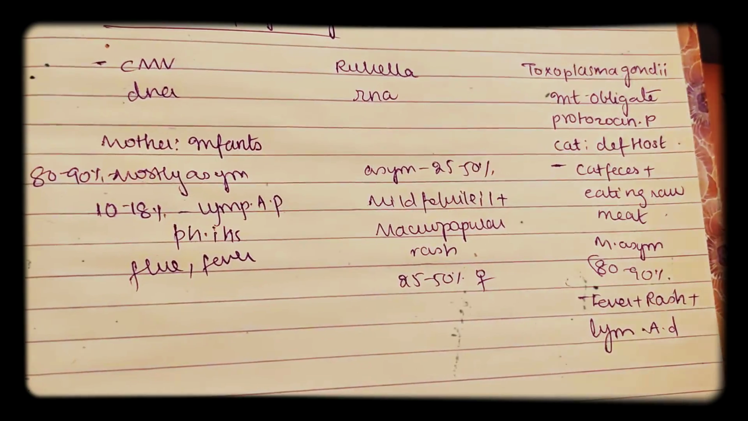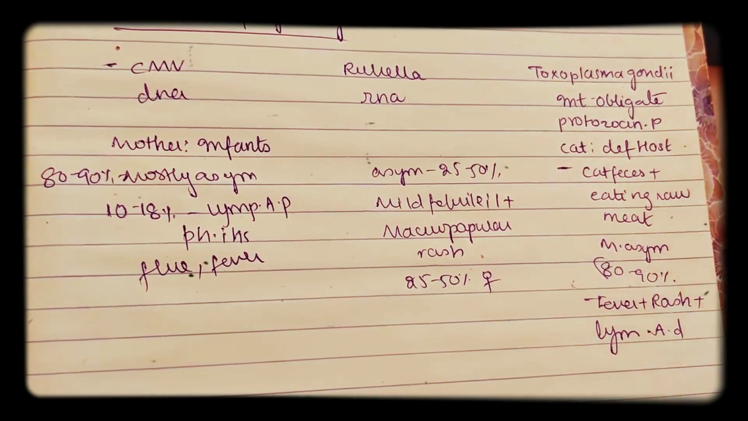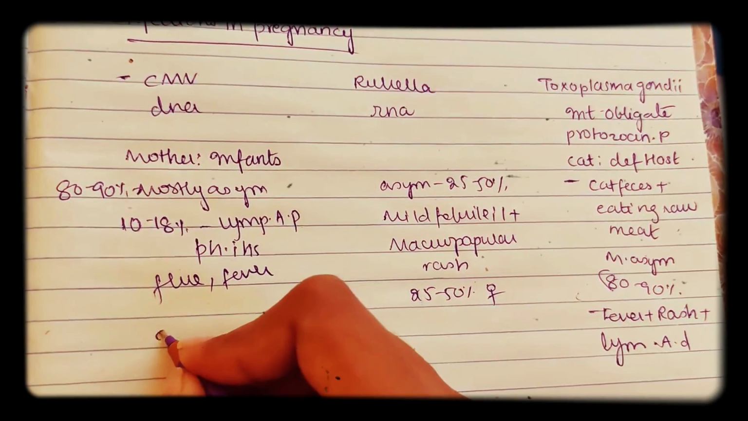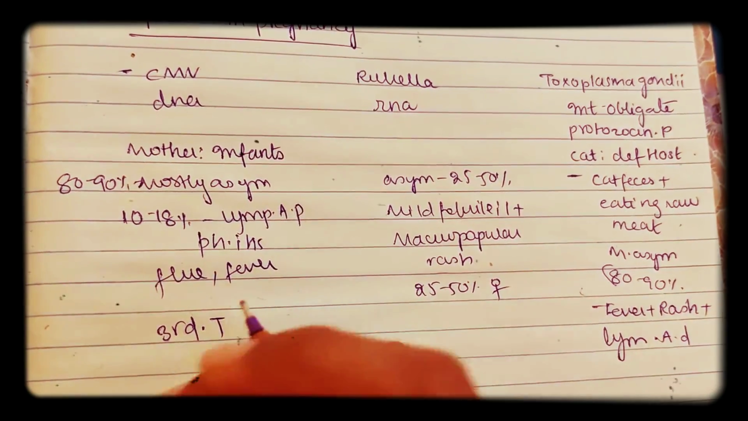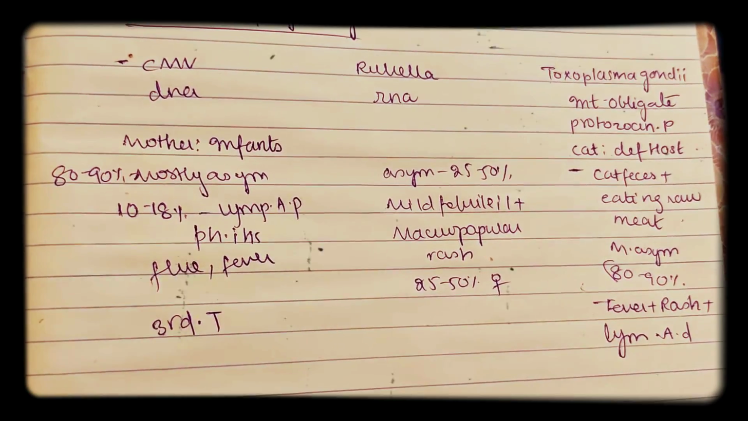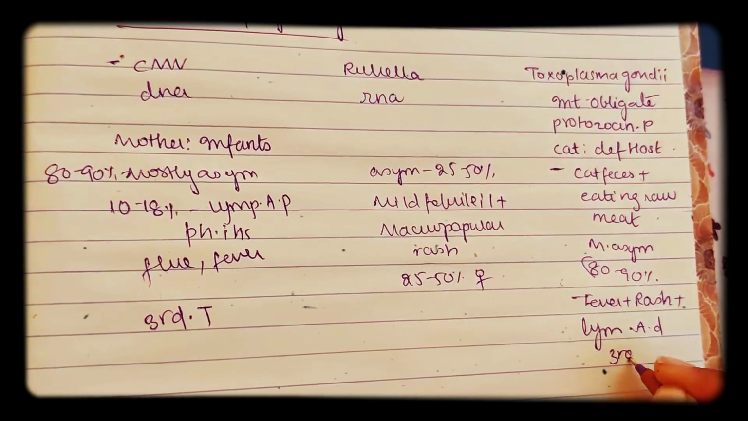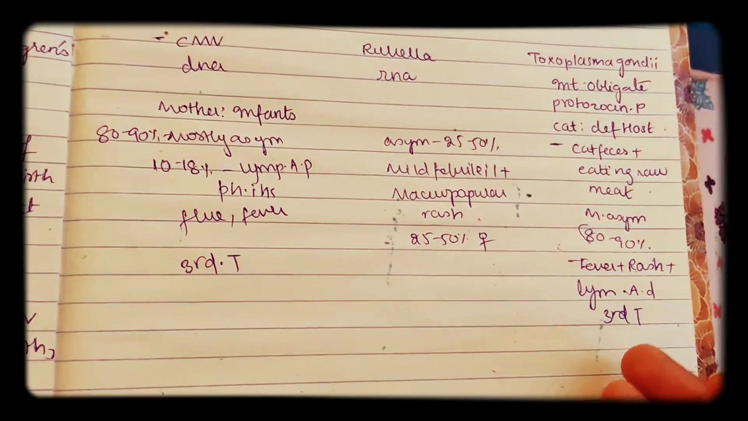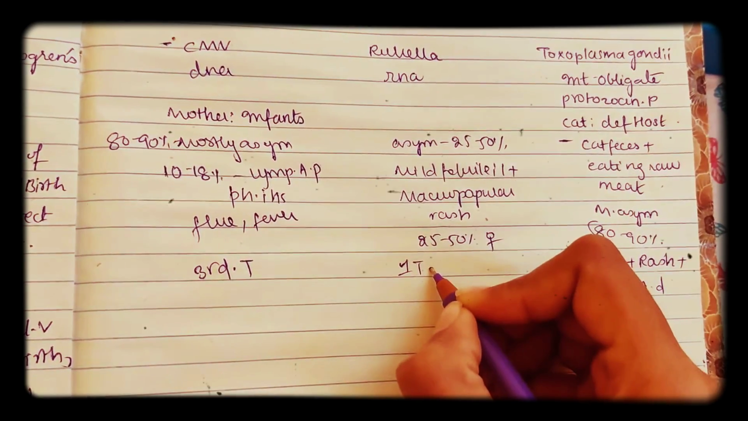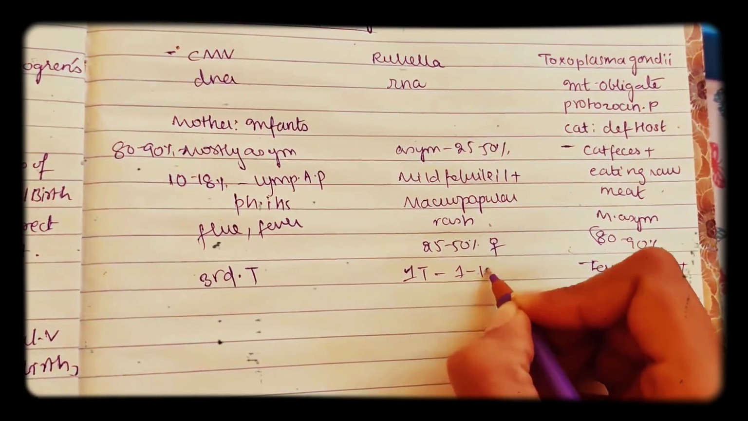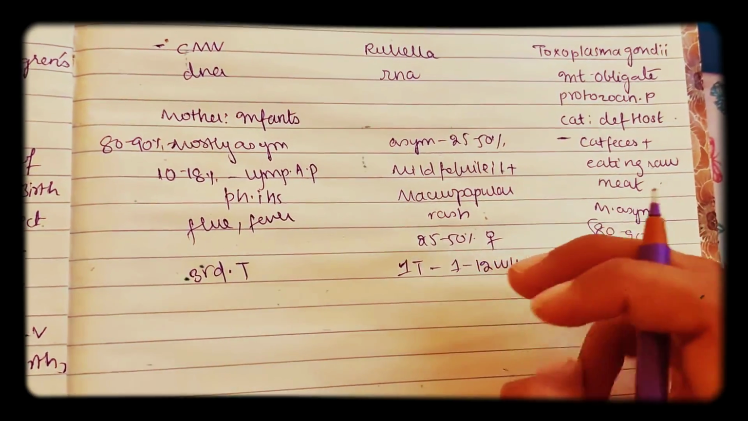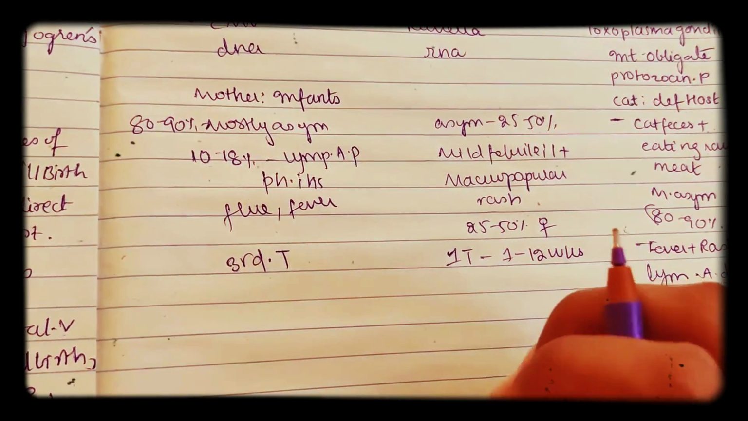Now coming to the most common time of transmission from the mother to the fetus. The vertical transmission time in the case of cytomegalovirus is the third trimester. Toxoplasma gondii also may pass from the mother to the fetus in the third trimester. Whereas rubella will pass in the first trimester itself, in the first 12 weeks of pregnancy only.